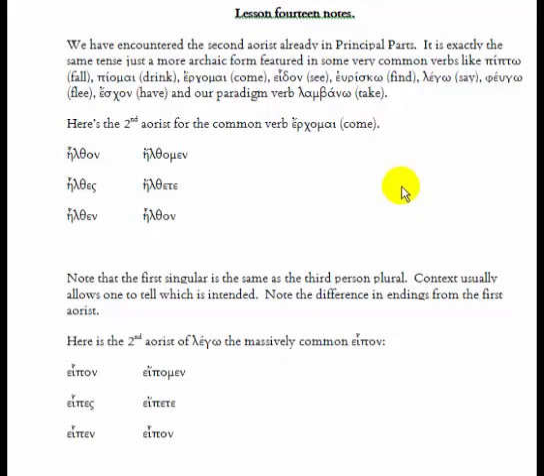Okay, we're back. Lesson 14 deals primarily with the second aorist. Fortunately for us, this is really nothing new. We've been seeing this for weeks now, that these particular kinds of verbs have this funny third principal part that instead of the normal elusa form, where you have the epsilon, sigma, alpha pattern, you get something like this.